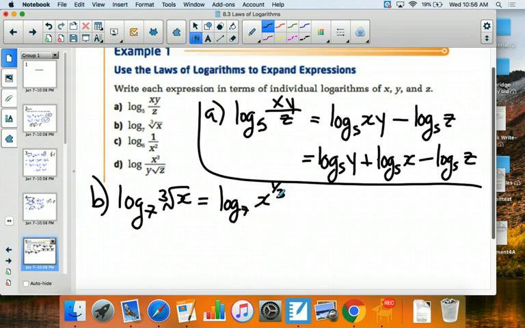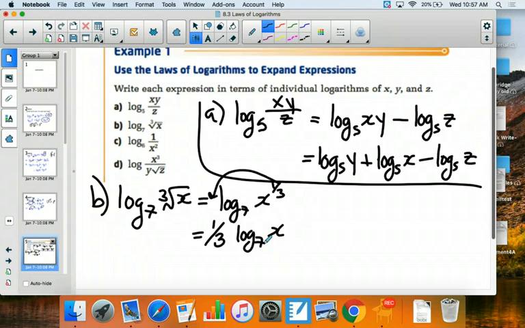And which logarithm law applies here? The power one, right? Where this exponent can come down and become a coefficient, and instead I'm just left with 1/3 log x base 7.